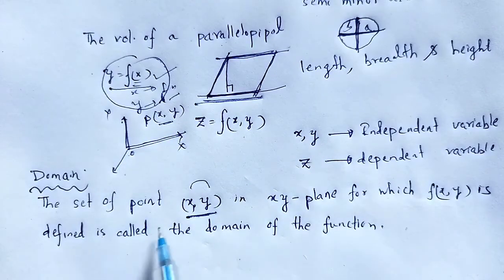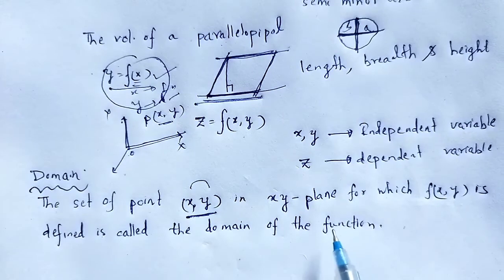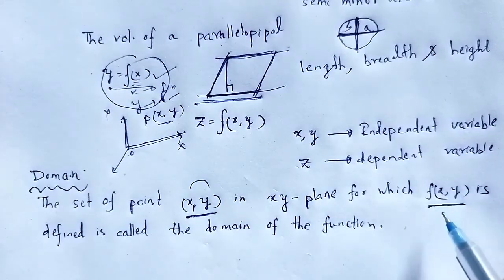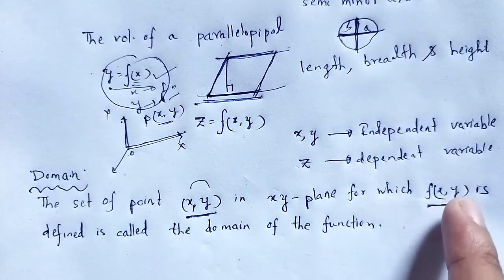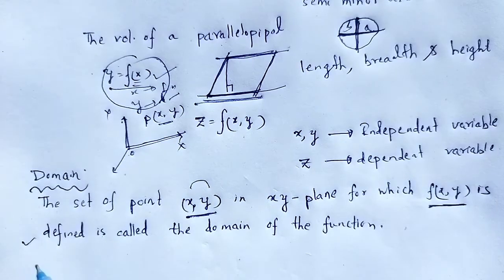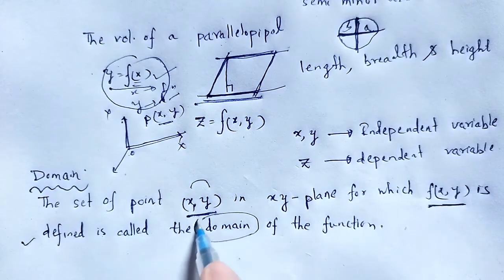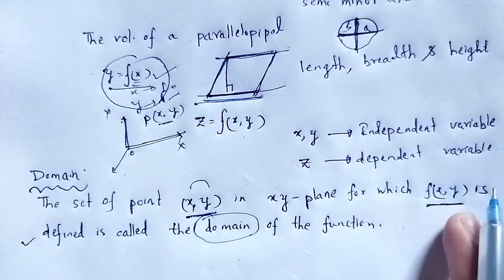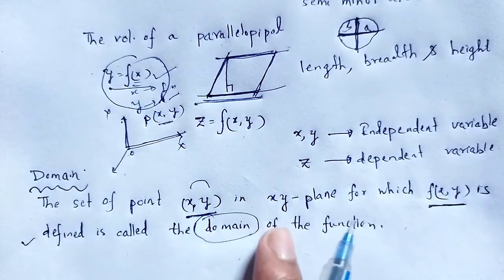So the set of points x, y in the xy plane for which f of x, y, the function, is defined. The condition is that f of x, y is defined. The set of points x, y in the xy plane for which f of x, y is defined is called the domain of the function. Again I repeat, the set of points x, y in the xy plane for which f of x, y is defined is called the domain of the function.